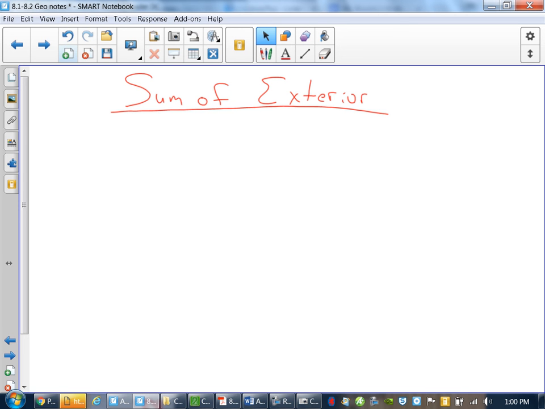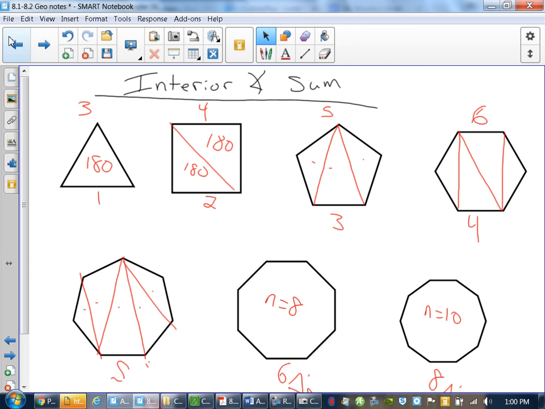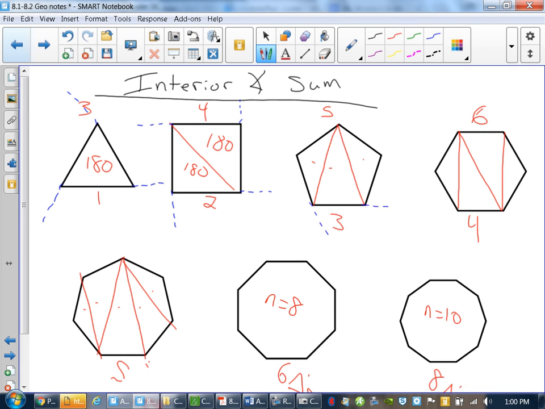Are exterior angles on the inside or on the outside? They're on the outside. So if I go back to my drawings here, exterior angles would have been these. I just did those.